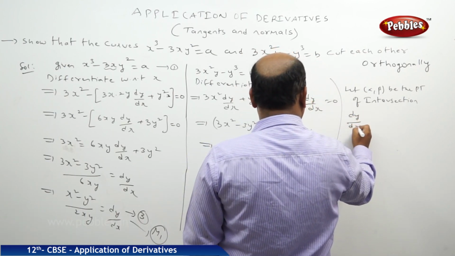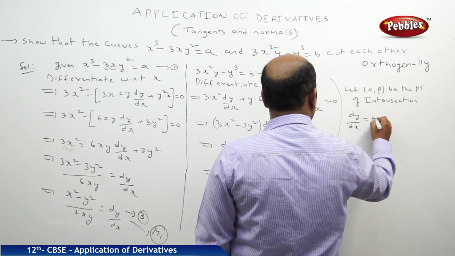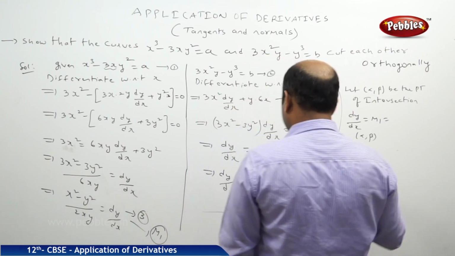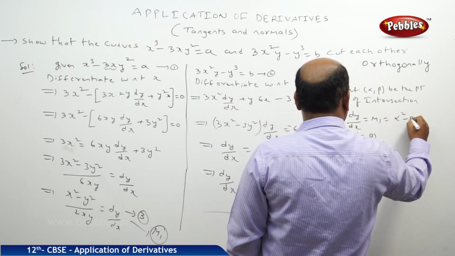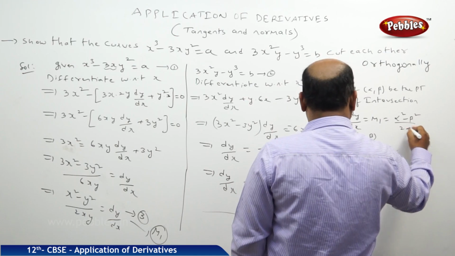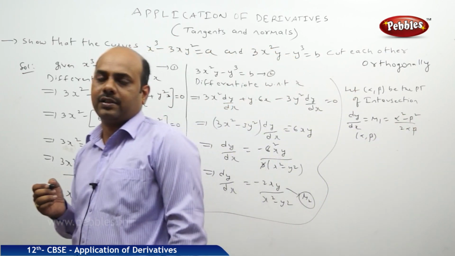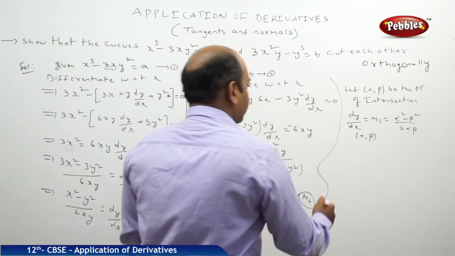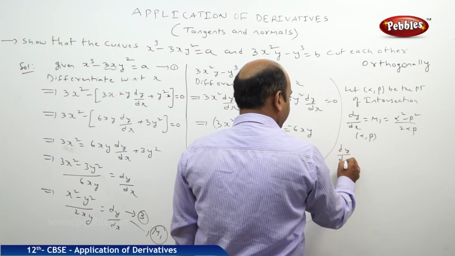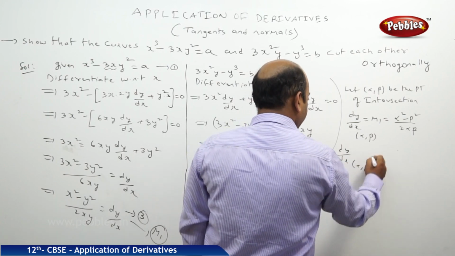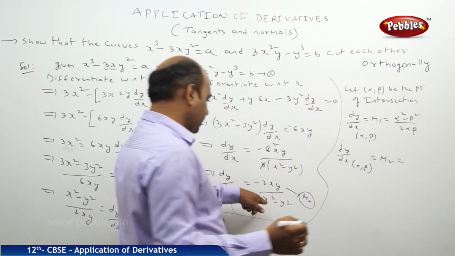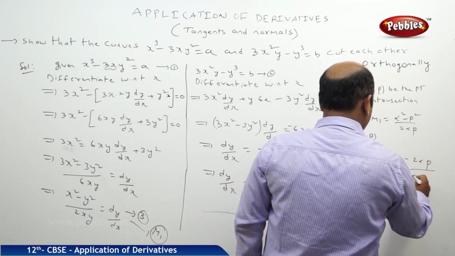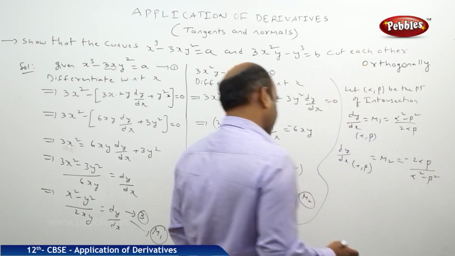Dy by dx, that is m1 at the point alpha comma beta, I can write as alpha square minus beta square by 2 alpha beta. That means in place of x I substituted alpha and in place of y I substituted beta. Similarly, dy by dx at alpha comma beta for the slope m2 I can write as minus 2 alpha beta divided by alpha square minus beta square.